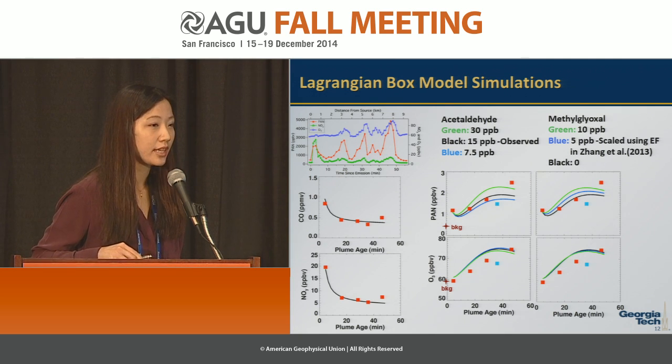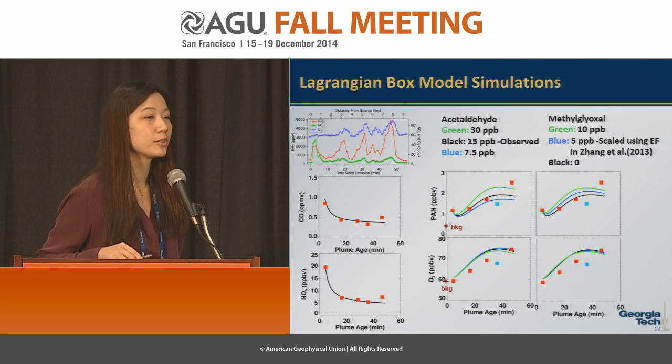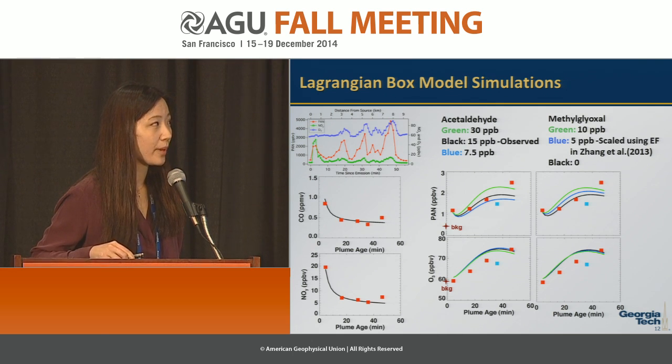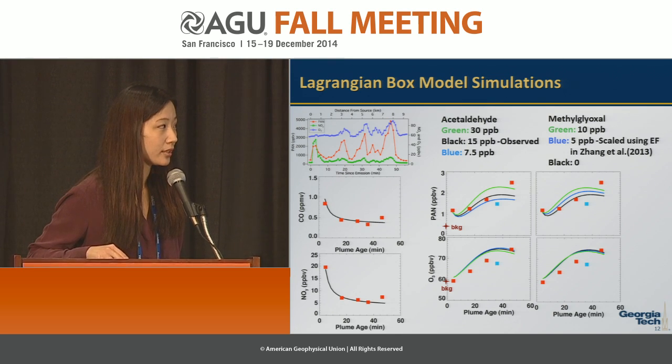The model captures the dilution process pretty well, as can be seen from the CO and NOx simulations. As for chemical processes, in general, the model did a reasonable job on simulating PAN formation, as can be seen from the black curves, which are simulations constrained by measurement. The modeled PAN agrees with the observed PAN within about 30%. However, the model tends to underestimate PAN at the end. For ozone, the model consistently overestimates it, except at the end.